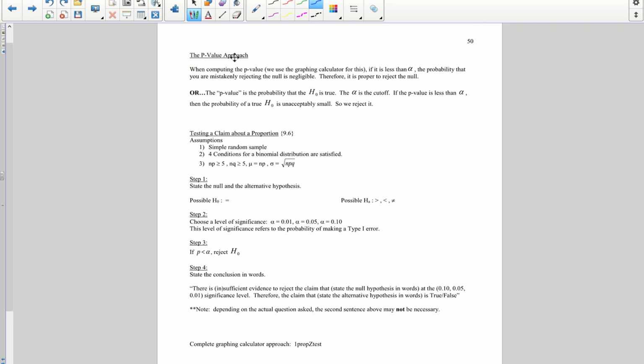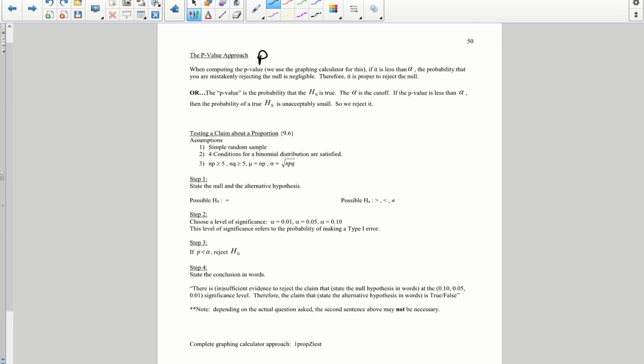I'll just get you through the top of the next page, and then I'll kill the video and start a new one. So the p-value approach. P-value is a probability value. It's going to come from your graphing calculator. All right? This is not something that we'll have to do by hand. We're kind of done with the by hand stuff, which is good.